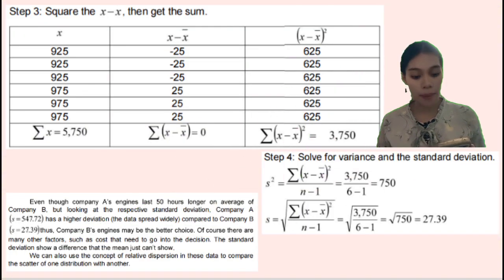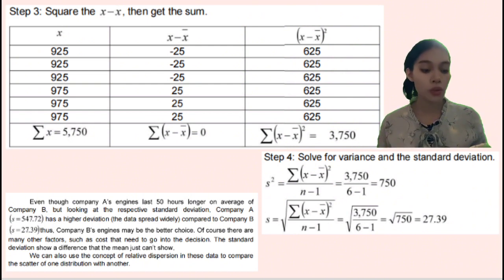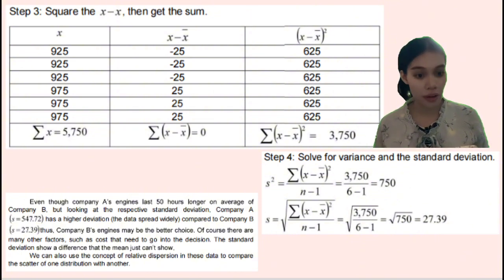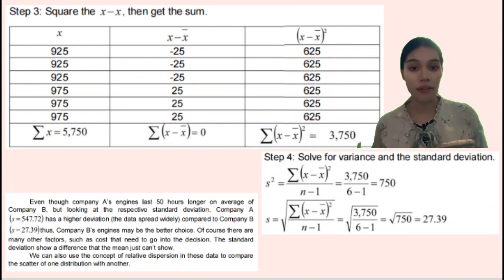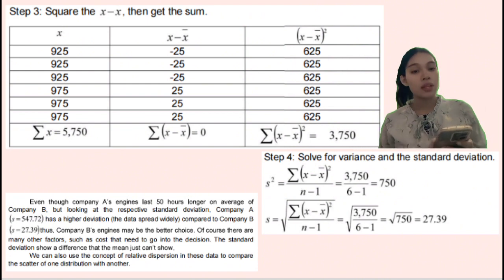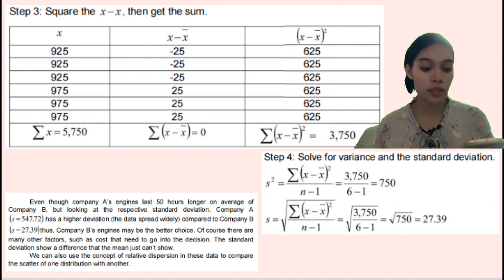So for the next step, we have to square the values in the second table to get the sum. So negative 25 squared is 625, and that goes on with the same values for negative 25. And for the 3 positive 25s, positive 25 squared, we have the value 625. So for the third table, we have the same values for the 6.